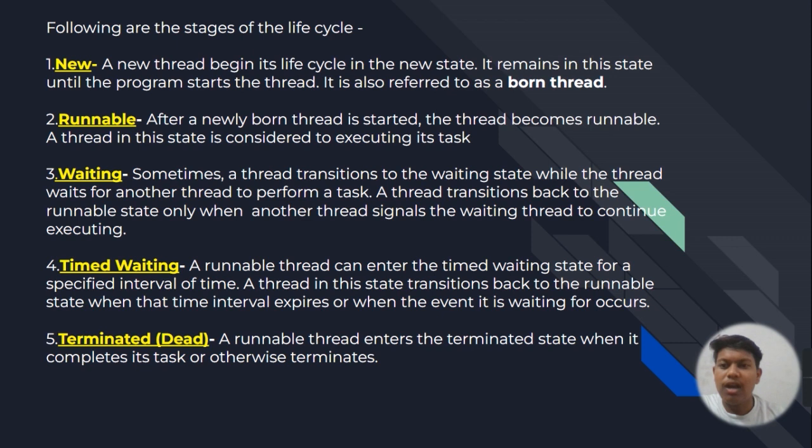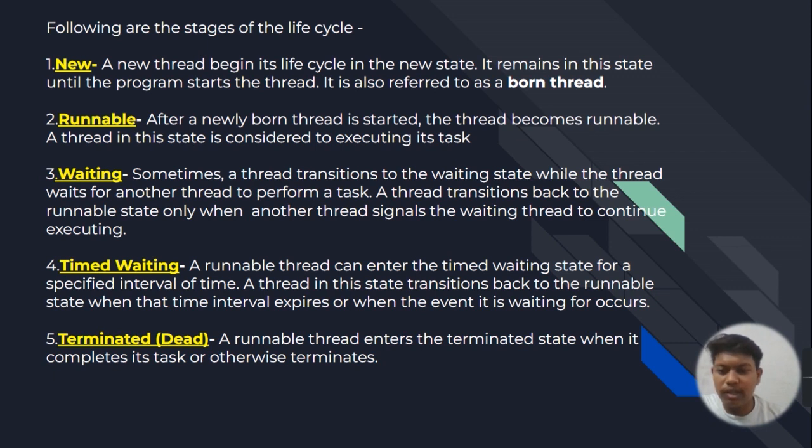Second, runnable. After a newly born thread is started, the thread becomes runnable. A thread in this state is considered to be executing its task. Third, waiting. Sometimes a thread transitions to the waiting state while the thread waits for another thread to perform a task. A thread transitions back to the runnable state only when another thread signals the waiting thread to continue executing.